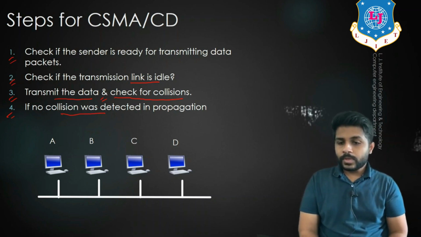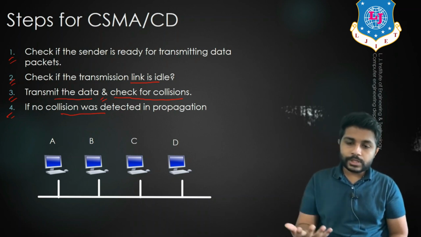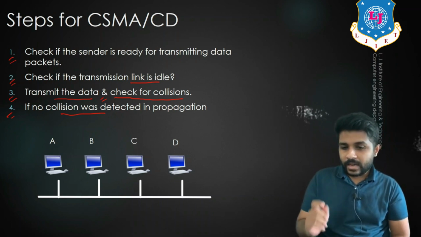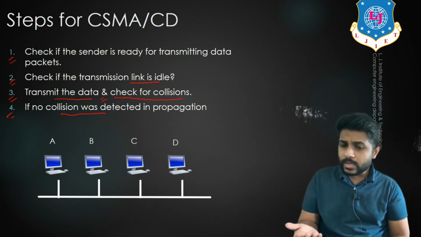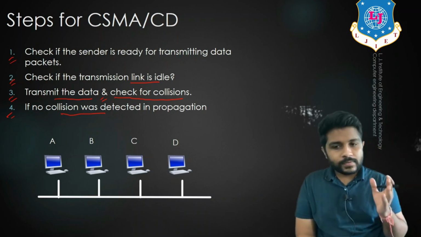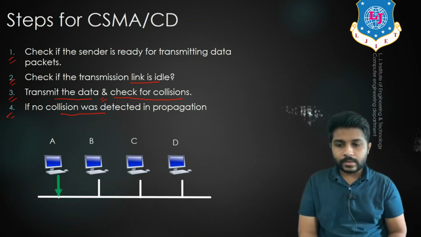Okay, so you can see that these are the 4 steps which are followed by all the devices. But still, I know you are confused about how the sender knows that there is a collision. Okay, so let's see how the sender finds that there is a collision in the network.